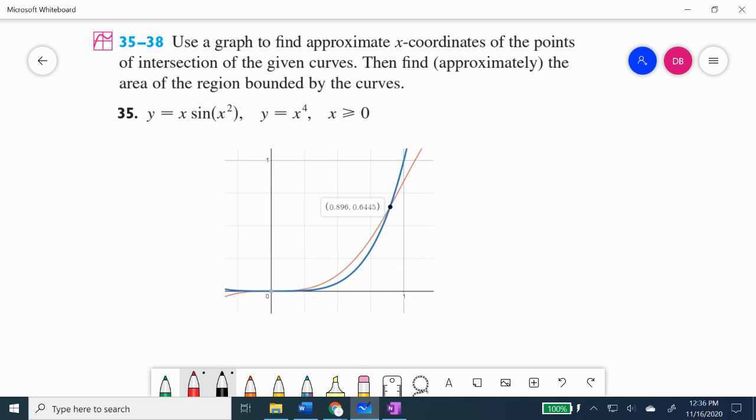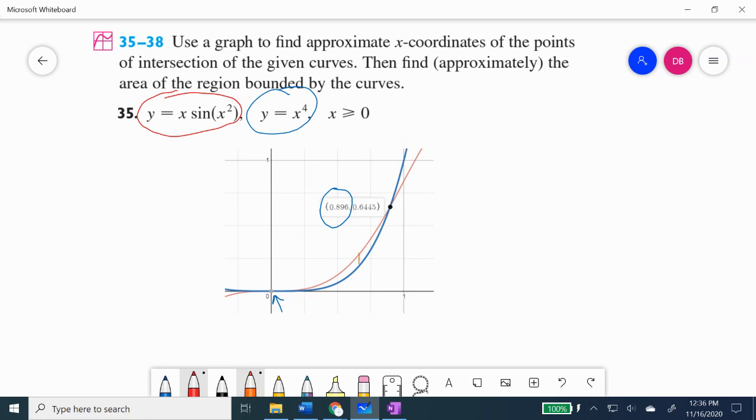So the red function that you see is the first one, the x times the sine of x squared. The blue function is y equals x to the 4th. And I'm only looking for when x is greater than or equal to 0. They intersect at 0, and they intersect at the x coordinate 0.896.